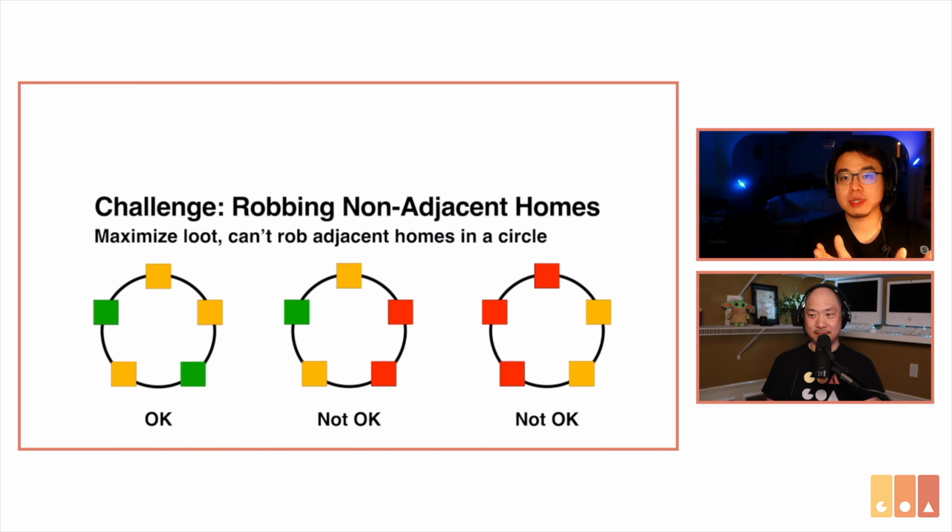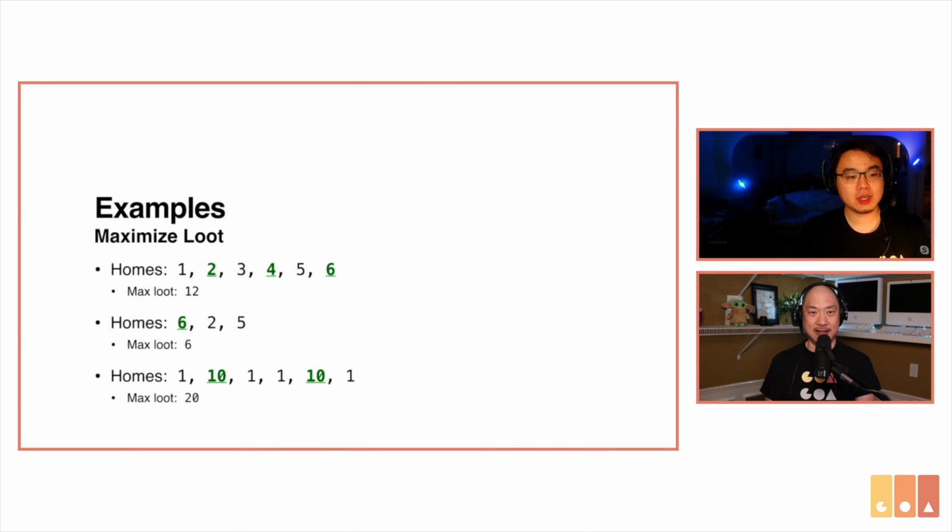The problem was presented with an input which was an array. So the first and last element of the array are actually connected together and considered to be adjacent houses. For the first example here, we have the homes with the loot values 1, 2, 3, 4, 5, 6. In this example, it's very clear that we should rob houses 2, 4, and 6 for the maximum value of 12. In the second example, we have 6, 2, and 5 for houses 1, 2, and 3.